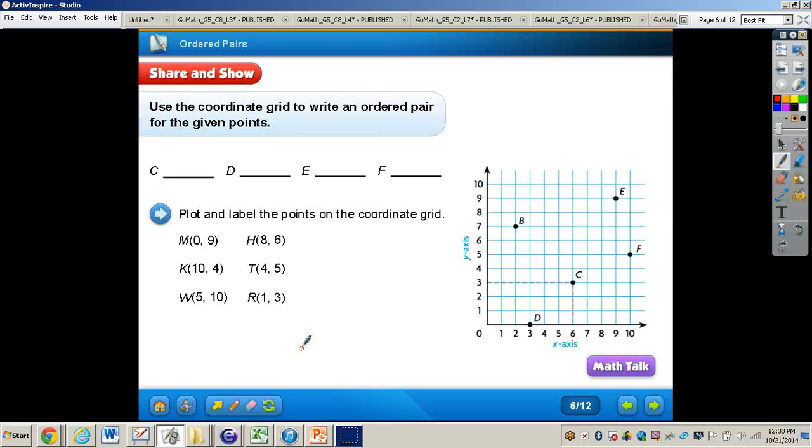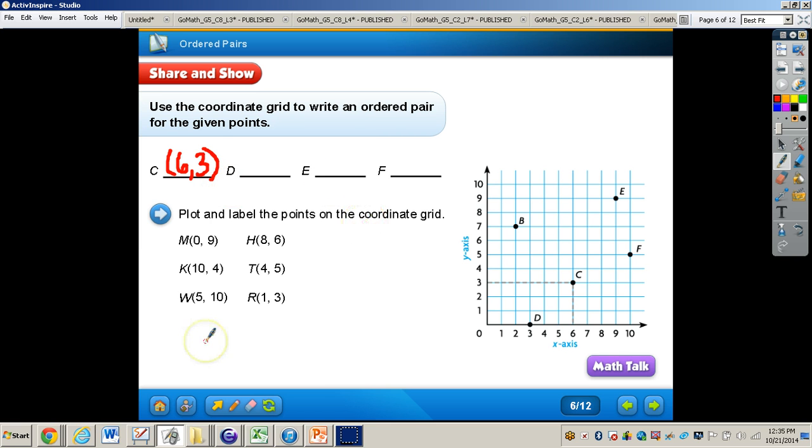Okay, let's do the share and show together. First of all, we need to figure out what letter C is. Use the coordinate grid to write an ordered pair for the given points. We can see letter C, first of all, starting from the origin, the x-axis is going to represent 6. So you need to have both of these in parentheses and a comma separating both of them, and then we go up on the y-axis and we can see that's right in line with my 3. So (6, 3) for letter C.